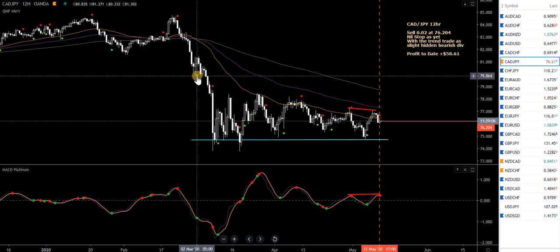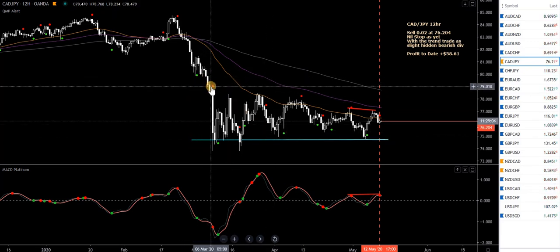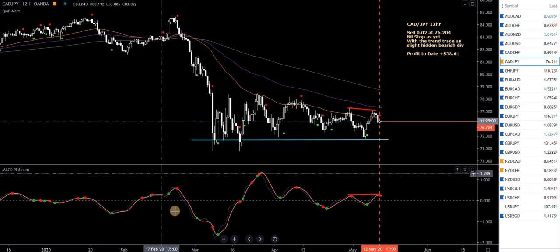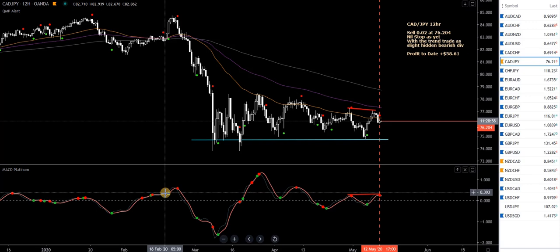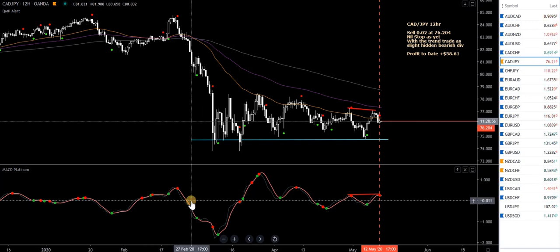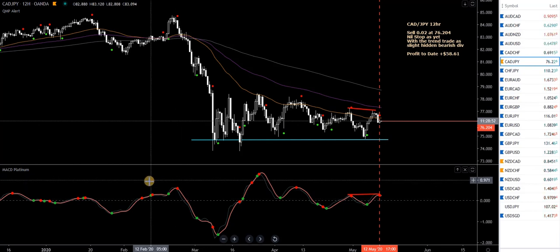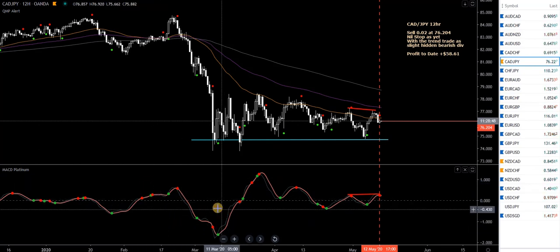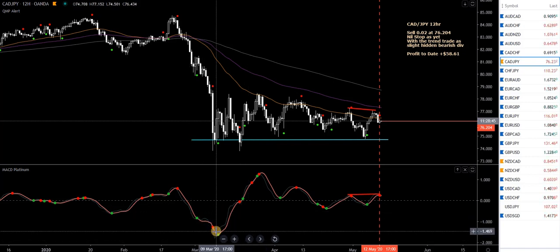So this indicator up here, the green and red dots on the price chart, is a QMP filter, which is just a combination of this indicator, which is a MACD platinum. The MACD platinum is a zero lag MACD. So generally when it's above the zero level, I'm looking to sell. When it's below the zero level, I'm looking to buy.